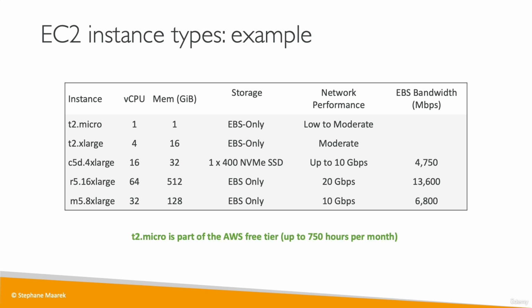Now for our course, T2 Micro is going to be part of the AWS free tier. You can get up to 750 hours per month of T2 Micro, which represents basically running that instance continuously for a month. And so this is what we'll be using in the hands-on that comes in the next lecture. So this was a short introduction to EC2. Don't worry, it's going to get very, very practical very soon. I will see you in the next lecture.